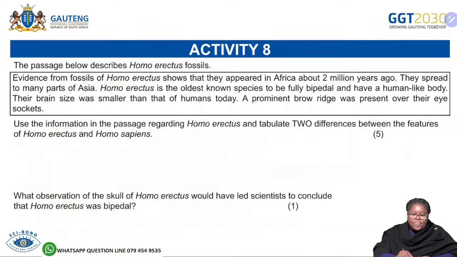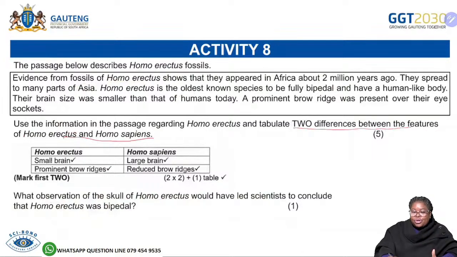Last question. Use the information in the passage regarding Homo erectus and tabulate 2 differences between the features of Homo erectus and Homo sapiens. Now it's simple there. You draw your table, correct headings, Homo erectus, correct headings, Homo sapiens. Homo erectus, they've got small brain, that we have proved. Homo sapiens, they've got larger brain. And then also prominent brow ridges, those are Homo erectus, whereas Homo sapiens, they've got reduced brow ridges. It is there, but it's small, it's reduced, right?